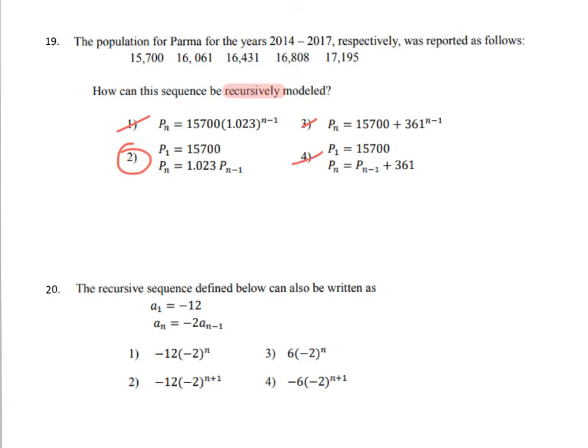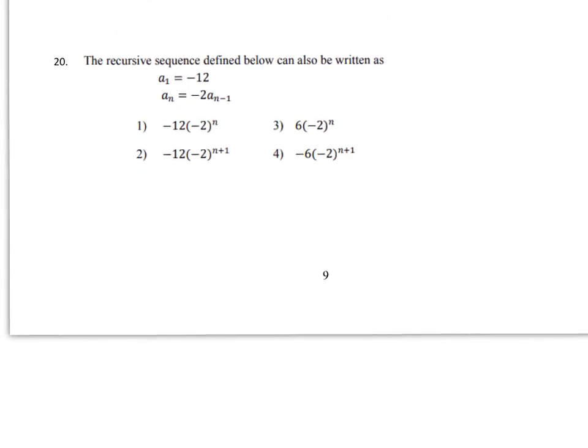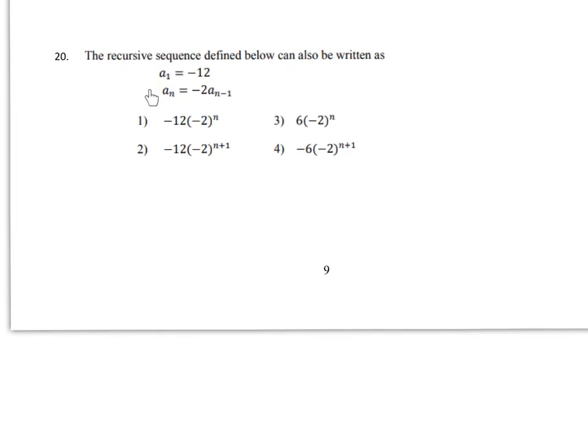All right, now, I was curious to see what you guys were going to do with number 20. I guess I'm not going to see since we're doing this through a video. But number 20, all right, they give us a recursive sequence. So it's saying the first term is negative 12, and to find the nth term, you take the previous term and multiply it by negative 2.